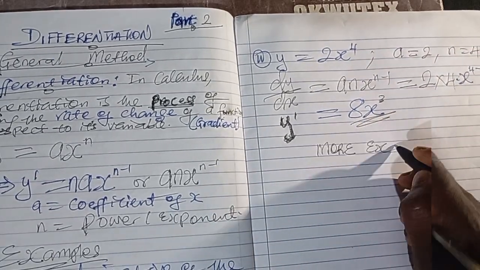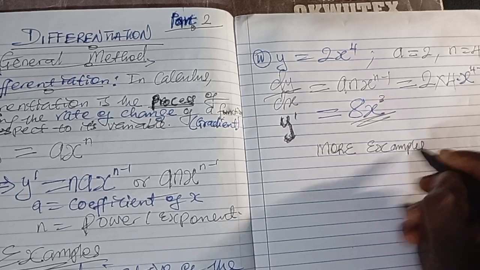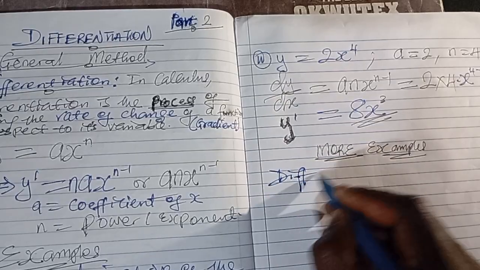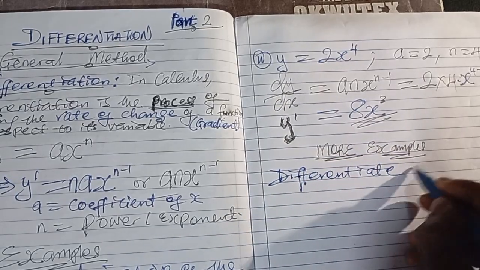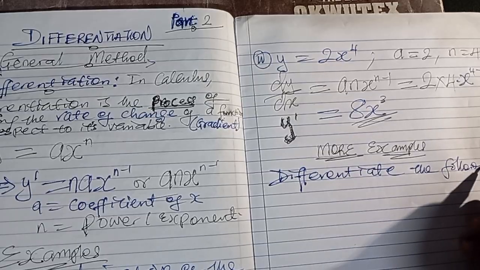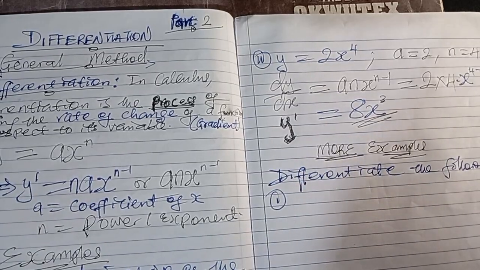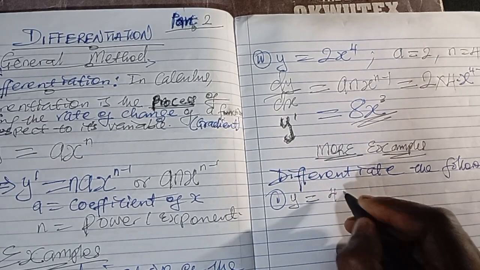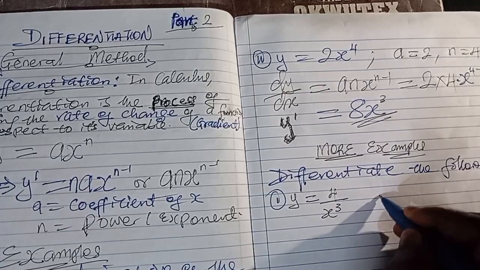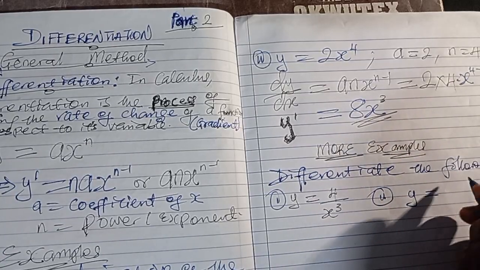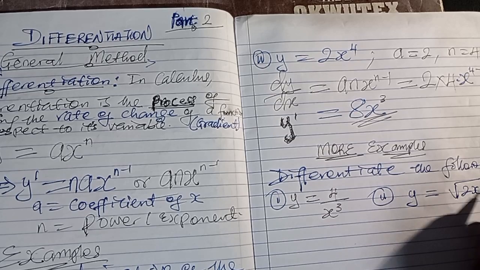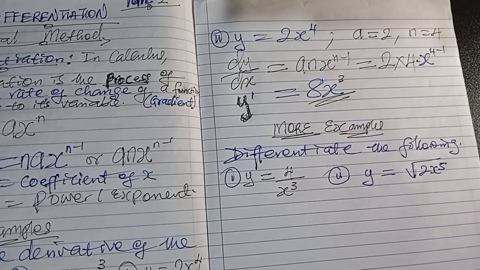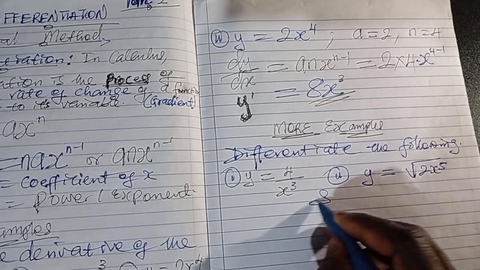Okay, more examples. Differentiate the following. Number 1, y equals 4 over x raised to power 3. Number 2, y equals root 2x raised to power 5. Alright, let's solve. Solution.